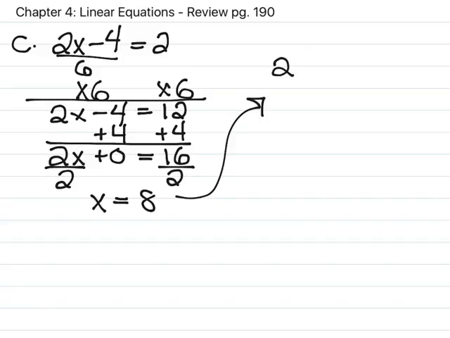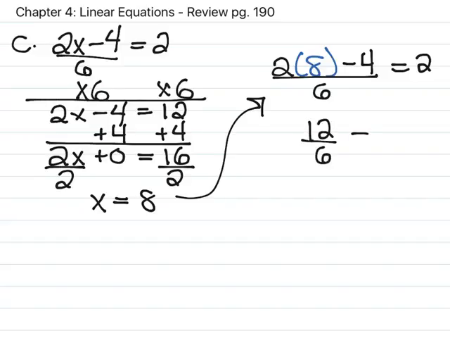So then we check it. Get 2 times 8 minus 4, all divided by 6, equals 2. So 2 times 8 is 16, minus 4 is 12, so you get 12 divided by 6 equals 2, which is 2 equals 2, and it's correct.